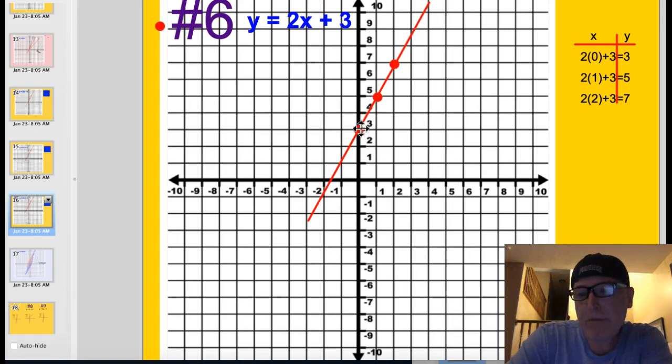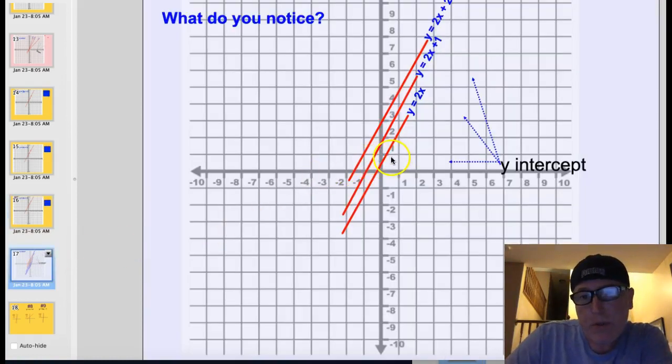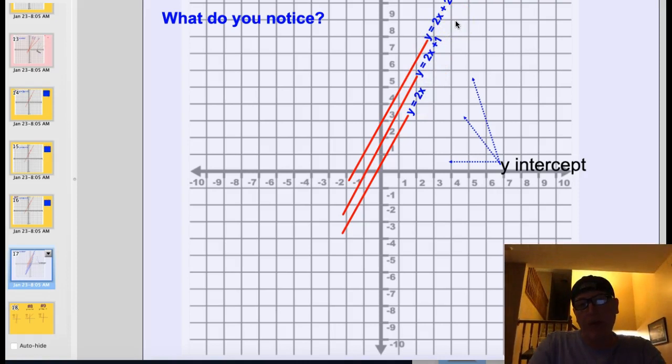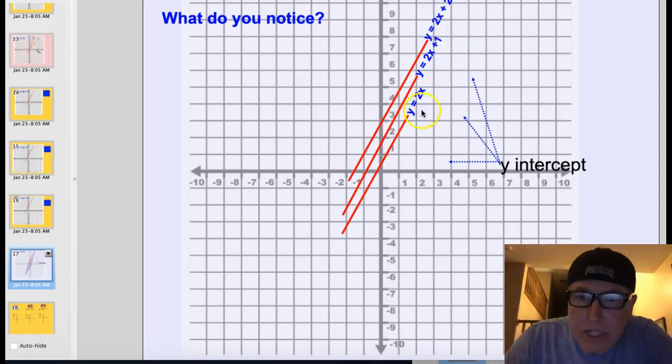So now, did you notice anything? Did you notice that the slope, because they were all 2x, 2x, 2x, all those lines are parallel? These are the lines. I've just put them on one graph. That's because the slope is always 2x. The only difference is where they went through the y-axis.